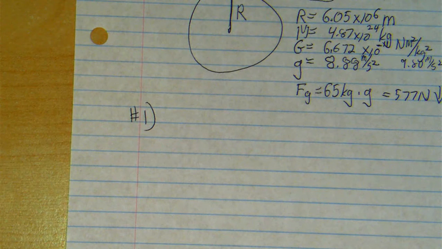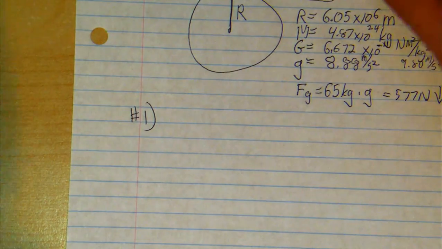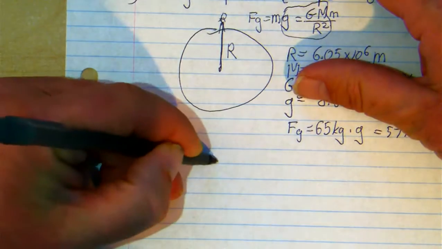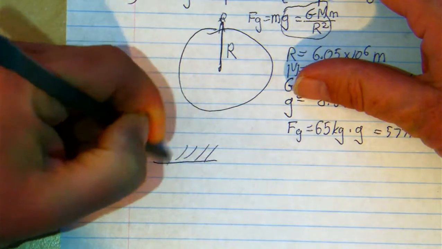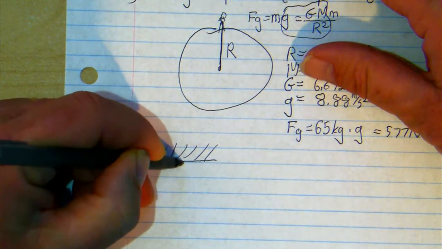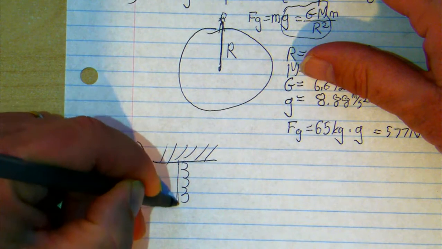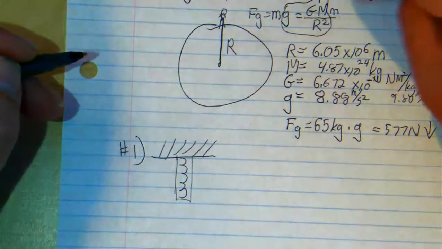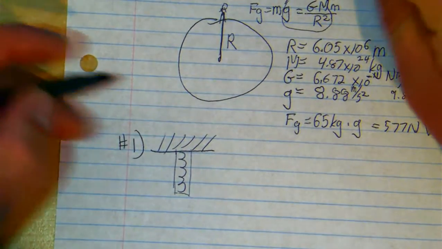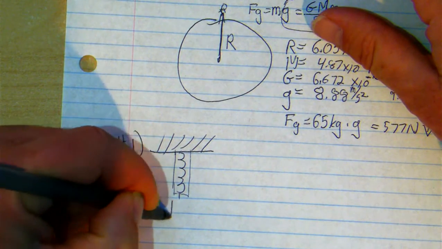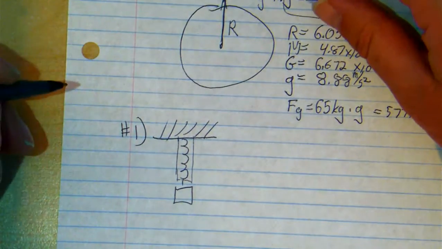Number 1 reads, using a spring scale, you hang a metal block. The scale reads 22.5 newtons. What is the mass in kilograms of the block? So I'm going to do a quick sketch. Here's the ceiling. Here is a spring, and it's normally housed in a little plastic rectangular thing. So that's a spring scale. And from the spring scale, I'm hanging a metal block.